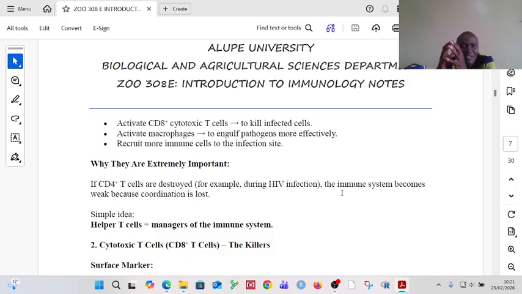Then those antibodies will lead to the activation of the CD8 cytotoxic T cells. These cytotoxic T cells are the ones that now kill the infected cells. The cytokines as well will activate macrophages. Macrophages kazi yake ni kumeza, is to engulf pathogens. But for them to engulf, ili kumeza the pathogens better, those macrophages have to be activated. How are they activated? By the production of what? Cytokines. Okay.